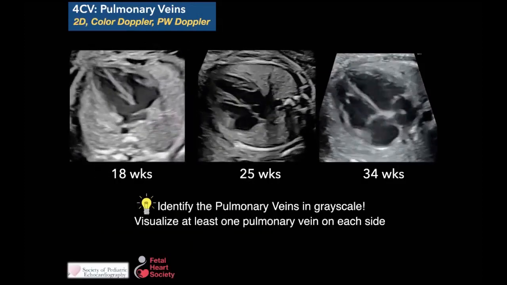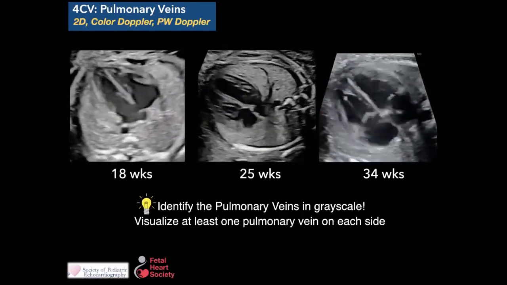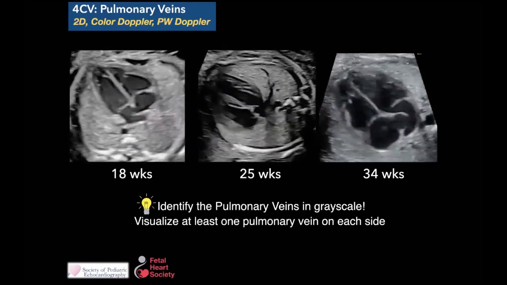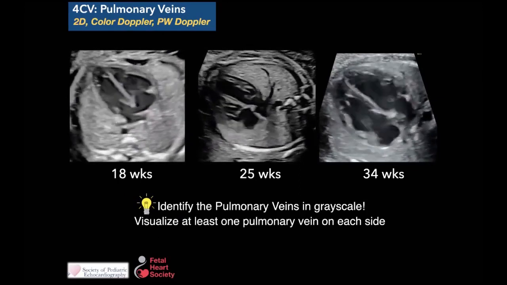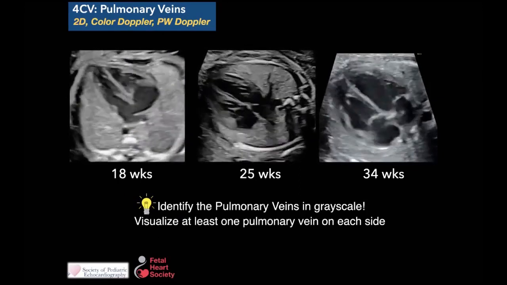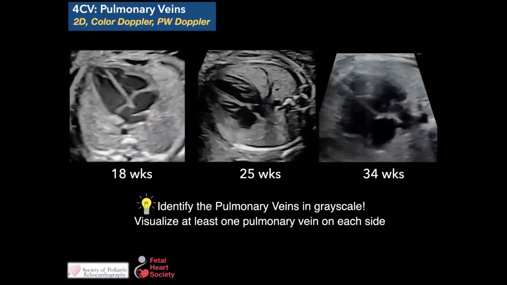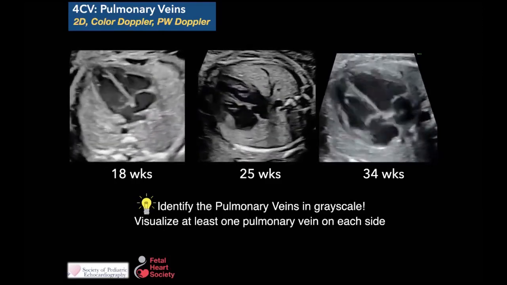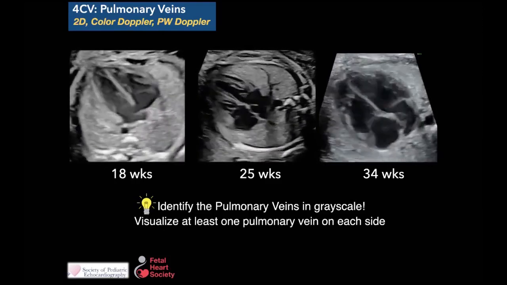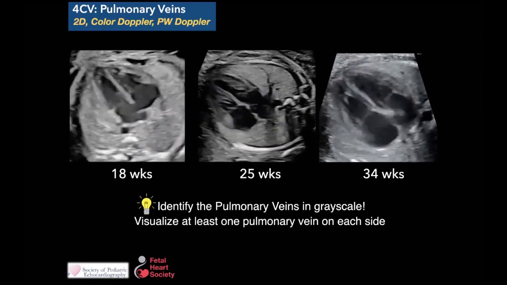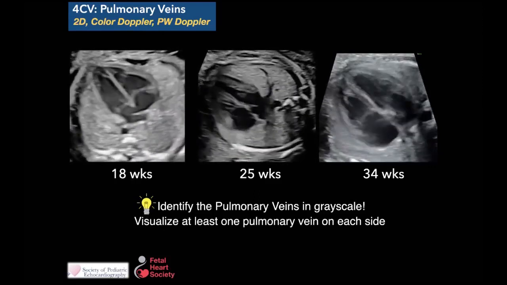So when looking at the pulmonary veins, as I expressed earlier, here we're able to easily identify the pulmonary veins now on a 4-chamber view. And this is just showing we're able to see it at 18 weeks, 25 weeks, and even 34 weeks. This is with the advent of high resolution transducers and also improving optimization techniques.